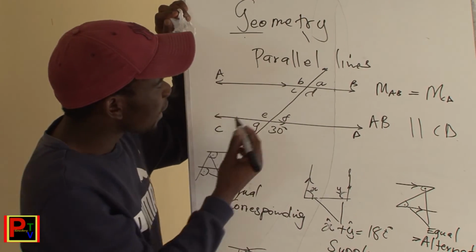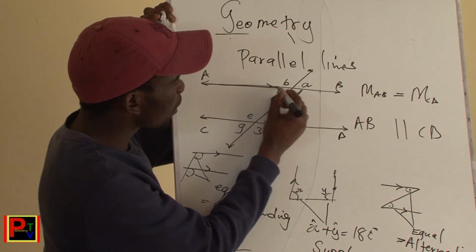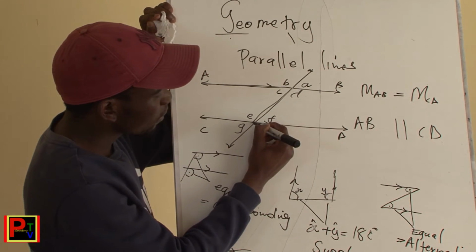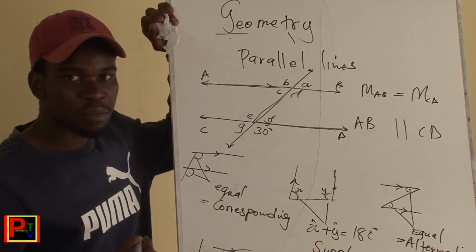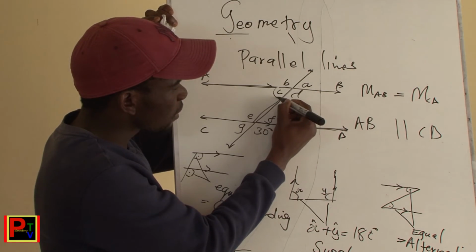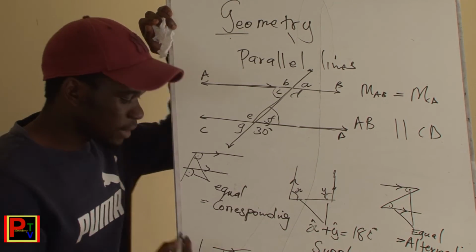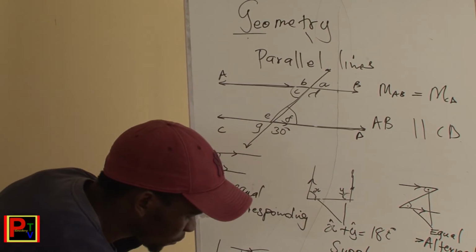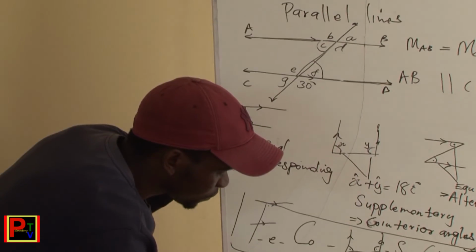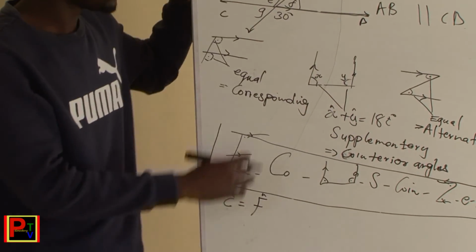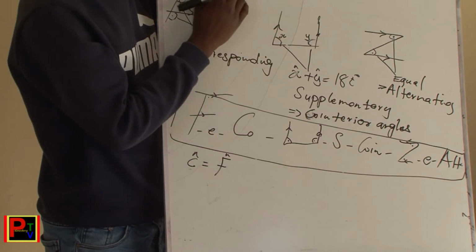Now, what do I realize? I realize that from this point up to this point, going there to there, I form a Z shape. Now, that simply means this angle and this angle are equal. So, angle C is equal to angle F. The shape that they form is a Z shape.